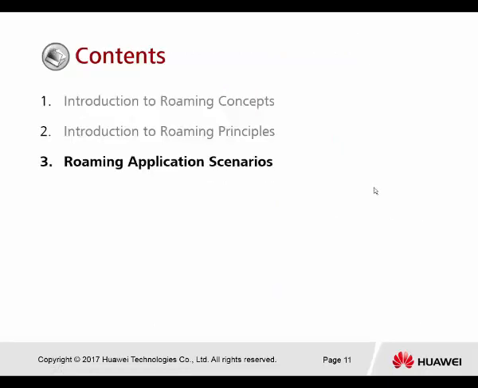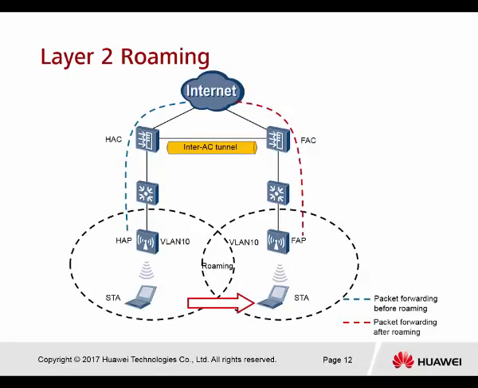Number 3, the roaming application scenario. Layer 2 roaming. For layer 2 roaming, the blue dots show the packets before the roaming. When our STA is still in the BSA of this AP, this AP uses VLAN number 10, and the other AP, AP 2, also uses VLAN 10. It's the same VLAN.